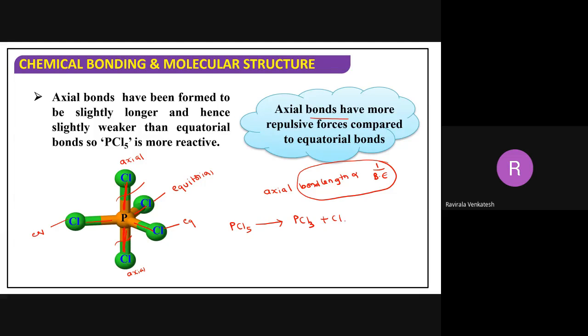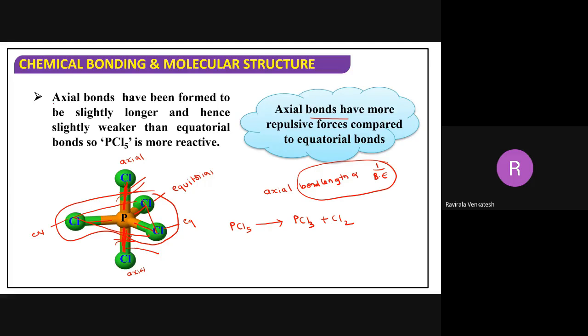Now, which bonds are cleaved here? This one and this one are cleaved here. Axial bonds are cleaved here. Equatorial bonds will remain like that only. These bonds will remain. So, which one is the weaker bond? Axial bonds are weaker. This one and this one are weaker here.